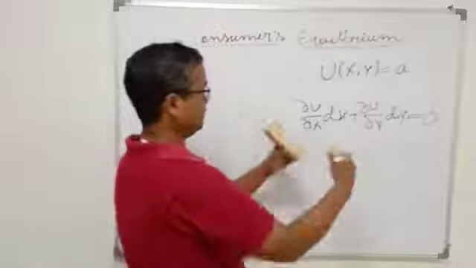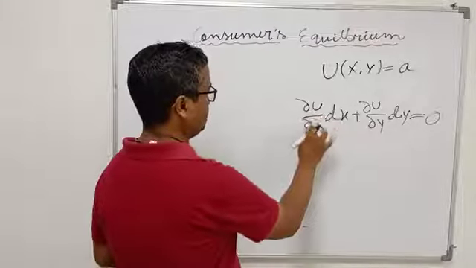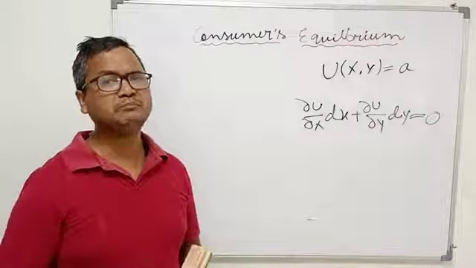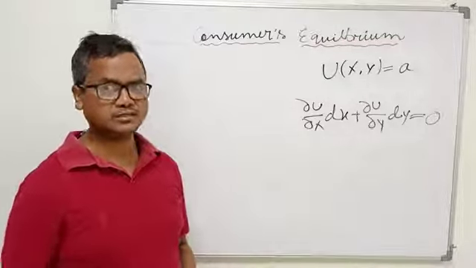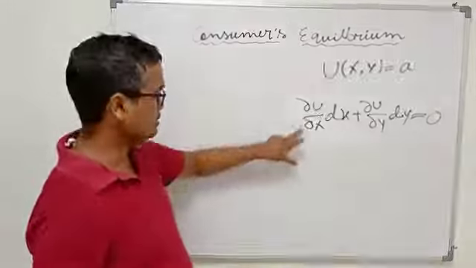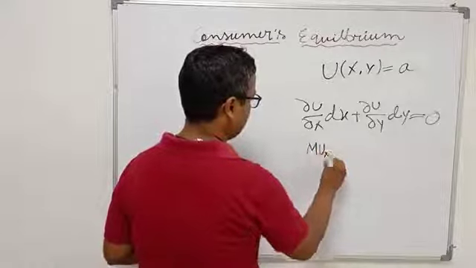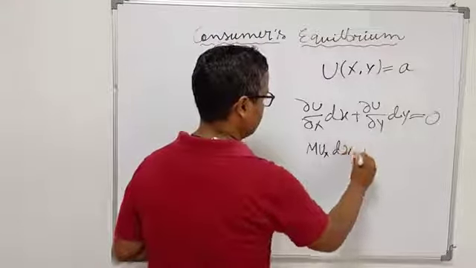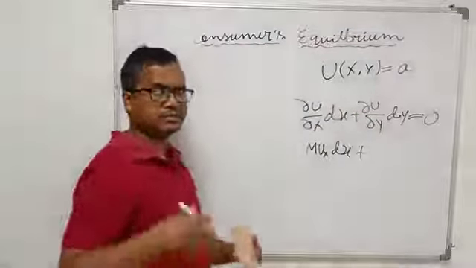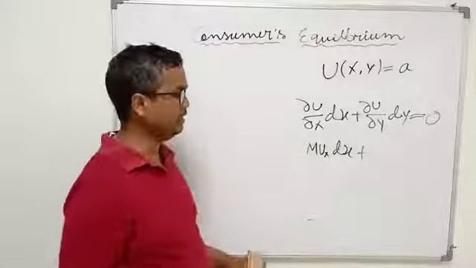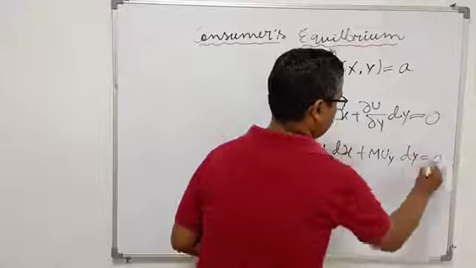Now some mathematical manipulation, just changing sides. Del U by del X means what? Change in utility as a result of change in X. It means the marginal utility: additional utility derived from consumption of an additional unit of good. Instead of del U by del X, we can write marginal utility of X into dx, plus again the change in utility as a result of change in Y, additional utility derived from an additional unit of Y. So it will be marginal utility of Y into dy equal to 0.